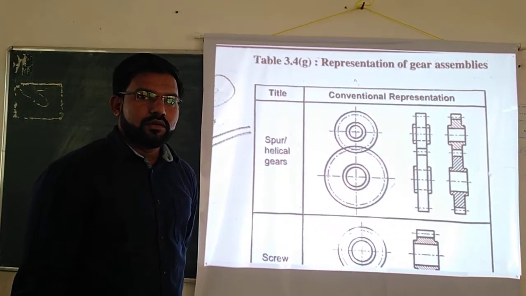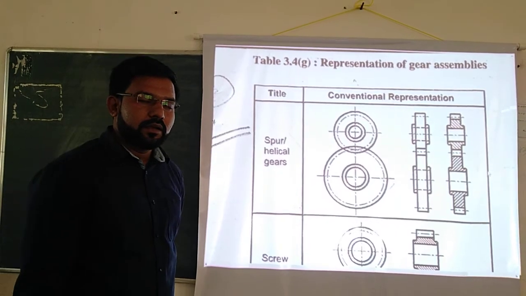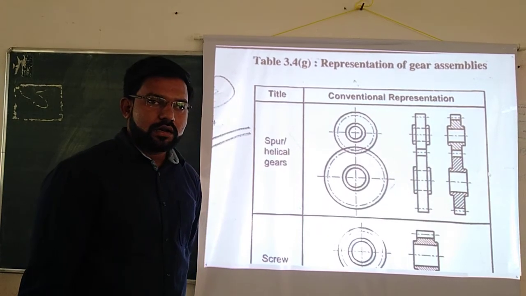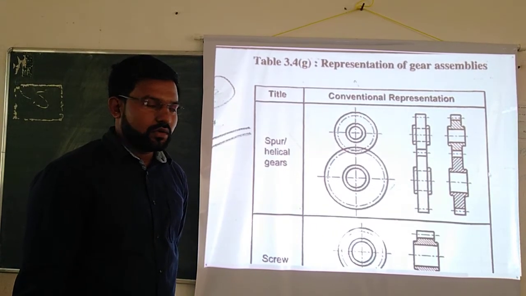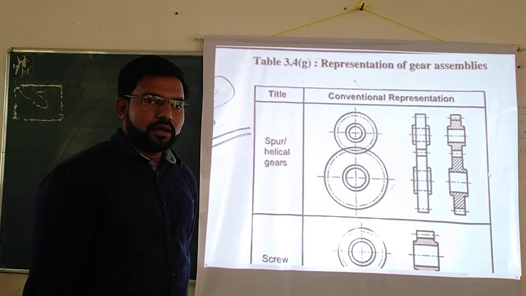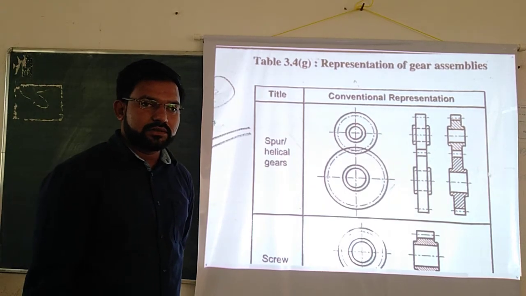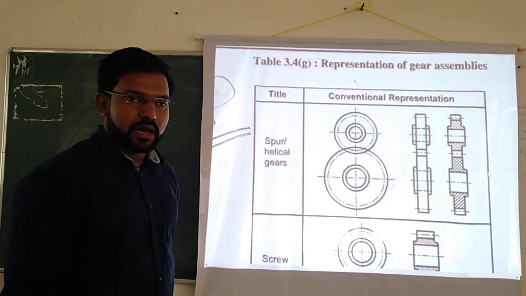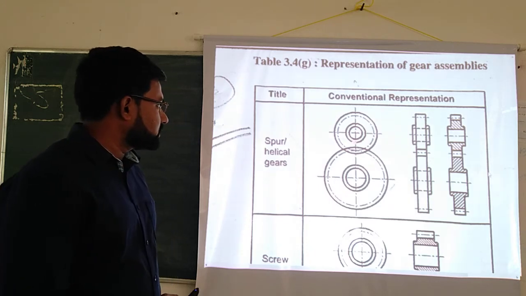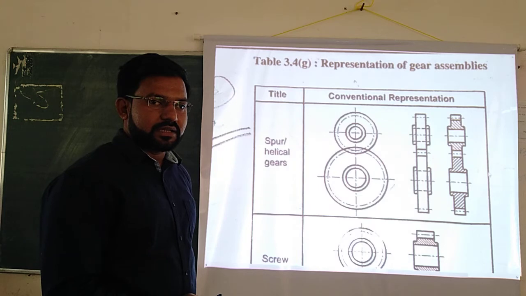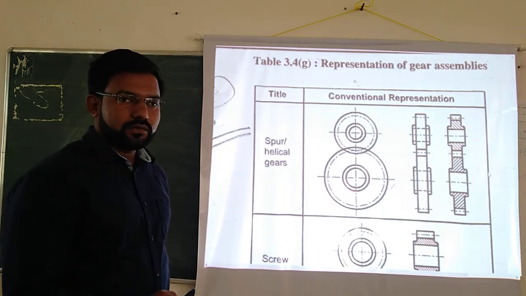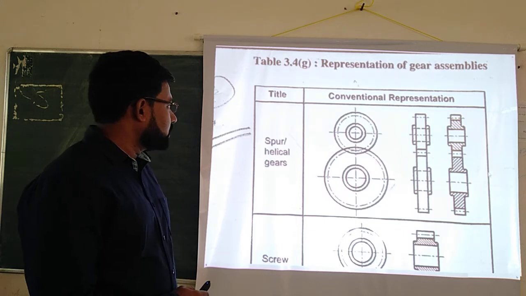Hello. So in this lecture we will see the convention for gears. Gears are mainly used for transmission of power. For transmission of power between two shafts, these shafts should be placed at some distance apart, so these gears are used. There are various types of gears: spur gear, helical gear, rack and pinion, bevel gear, worm and worm wheel. One by one we will see all these gears.